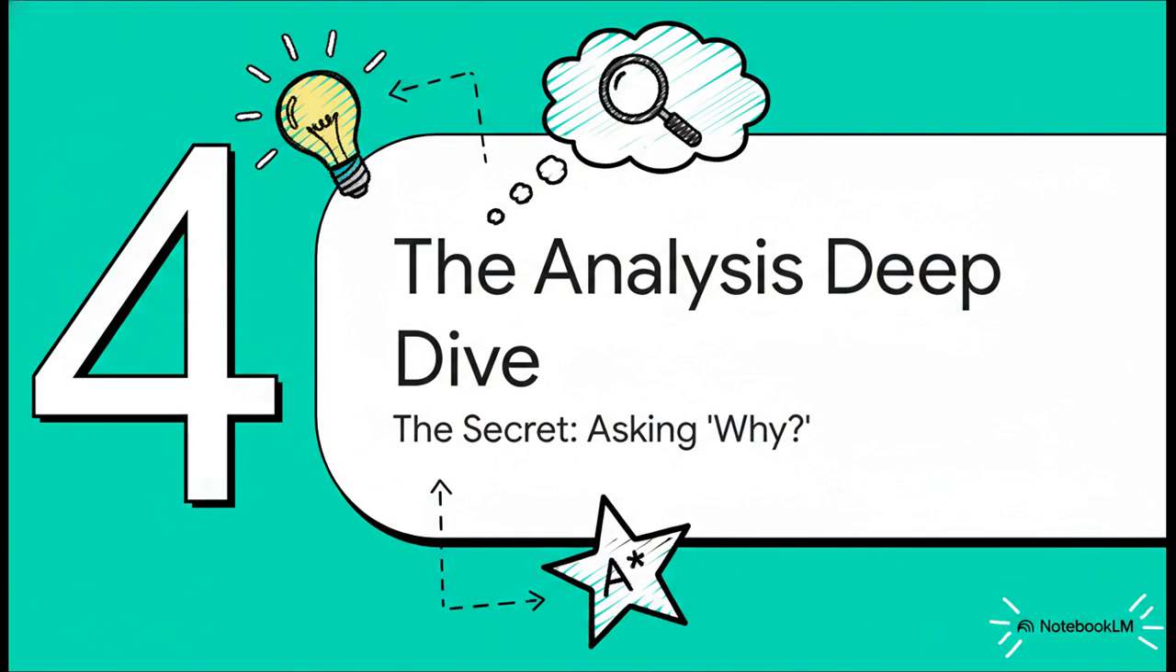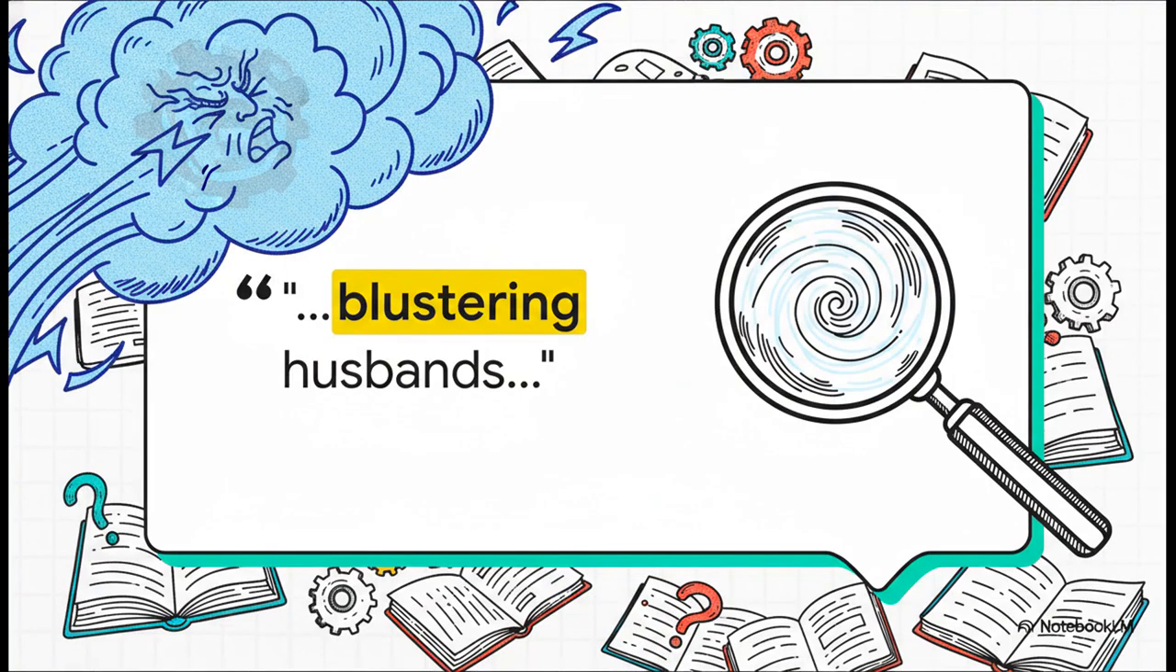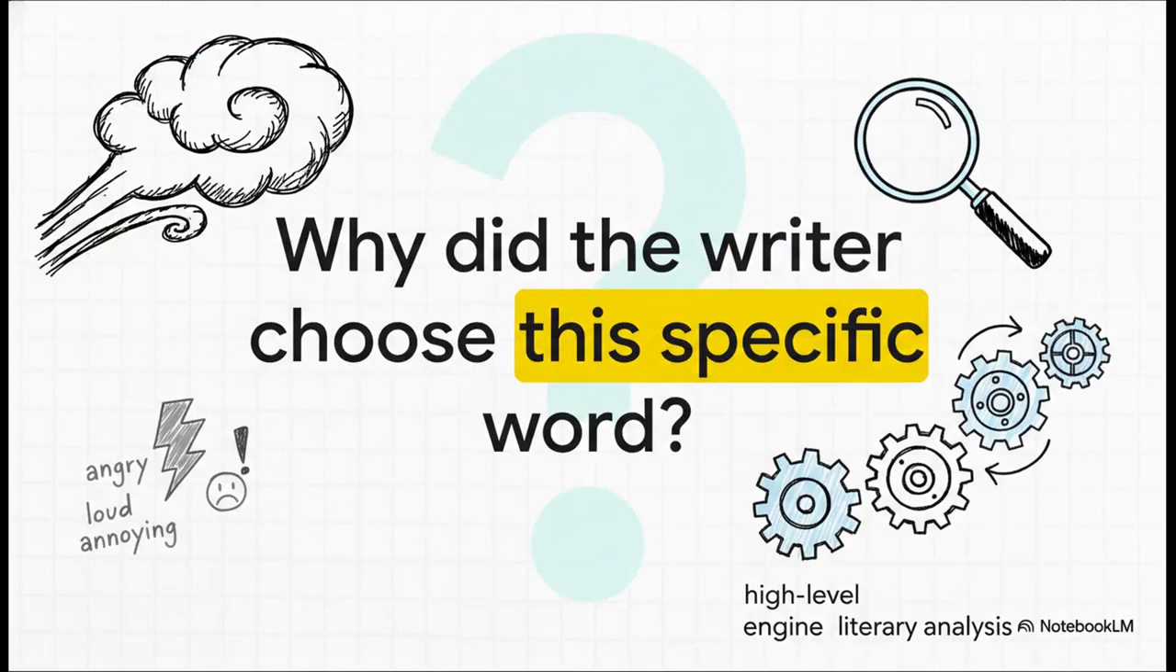We're talking about analysis. This is where A-star grades are won or lost, and it all comes down to asking one simple, powerful question. So let's zoom in on that one little piece of evidence from our example, the phrase blustering husbands. We've got our evidence, and we spotted the technique, that great adjective, blustering. Now, for the magic. We have to ask, why? Why blustering? Why didn't she just say angry or loud husbands? What does this specific word do that no other word could? I'm telling you, this one question is the engine that drives all top-level literary analysis.